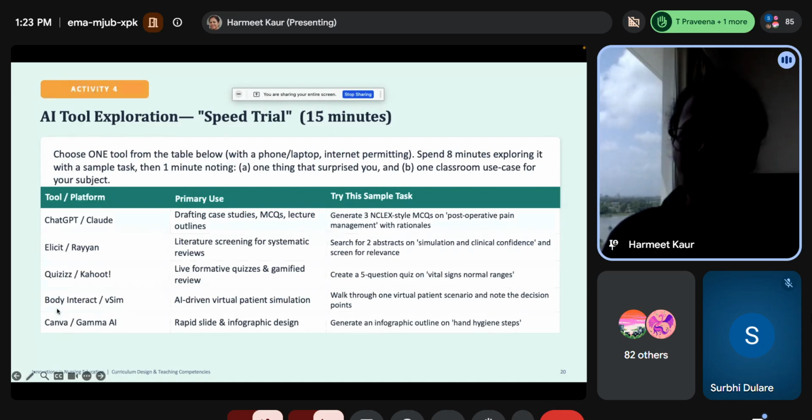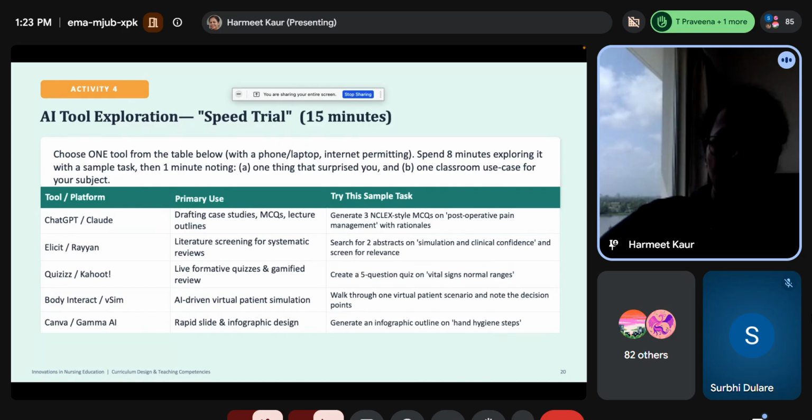Then Body Interact you have already seen. Then we have VSIM also from Laerdal, which you can use. You just put VSIM in Google and you will get the link. This is an AI-driven virtual patient simulation, where the students can actually perform simulation scenarios. Then for infographics, if you want to prepare PPTs or good slides, you can go for Gamma AI or Canva, and you can prepare good presentations, right?